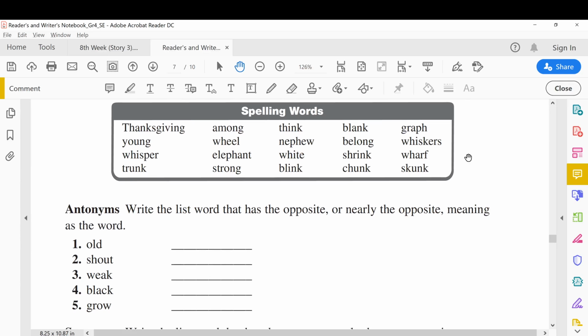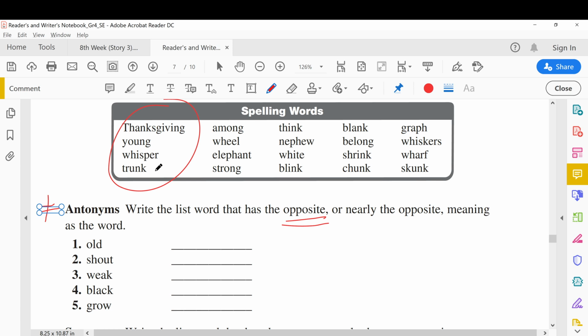All right. We go to the first task, that is antonyms. Antonyms means the opposite of the word. For example, the opposite of tall is short. For example, big, small, something like this. Write a list word that has the opposite or nearly the opposite meaning of the word. For example, old. An old man, the opposite of an old man is Thanksgiving, young, whisper, trunk.